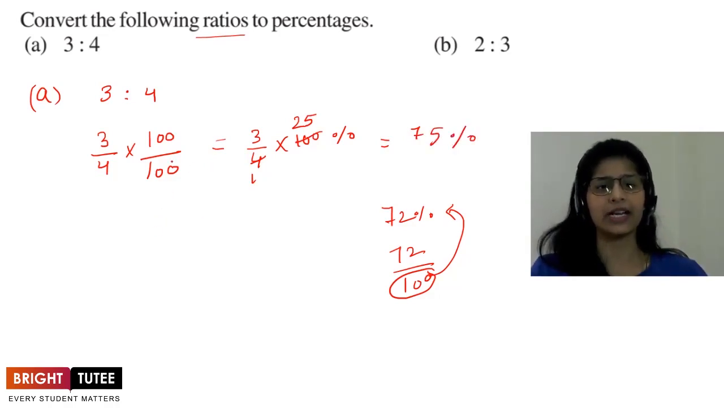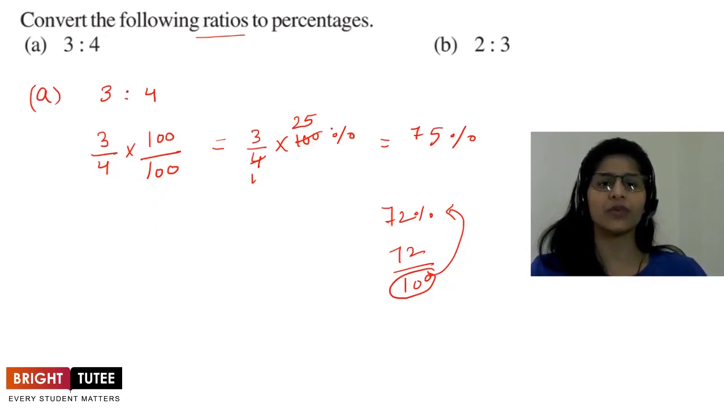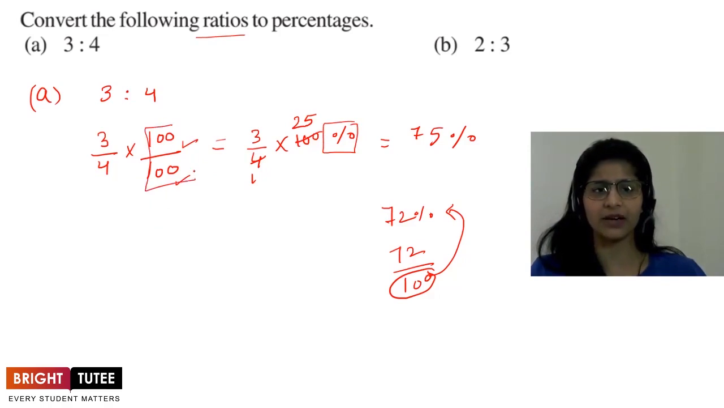Clear? Or directly we would have multiplied it with 100, we would have got 75%. So this is how we do. First we need this percentage sign. For that we multiply and divide it by 100, so it became 100%, right? Now we have to calculate 3/4 of 100% that we have calculated.